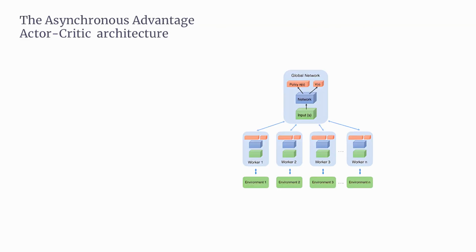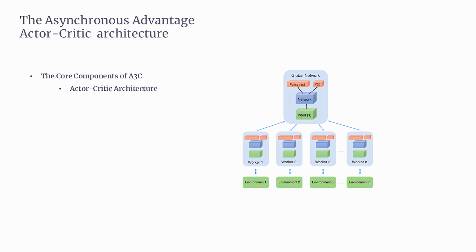Now, let's explore how the Asynchronous Advantage Actor-Critic architecture achieves this. It improves learning efficiency by combining 2 key ideas: asynchronous learning and the actor-critic method. The first, the core components of A3C. 1. Actor-critic architecture. For the actor, policy network.